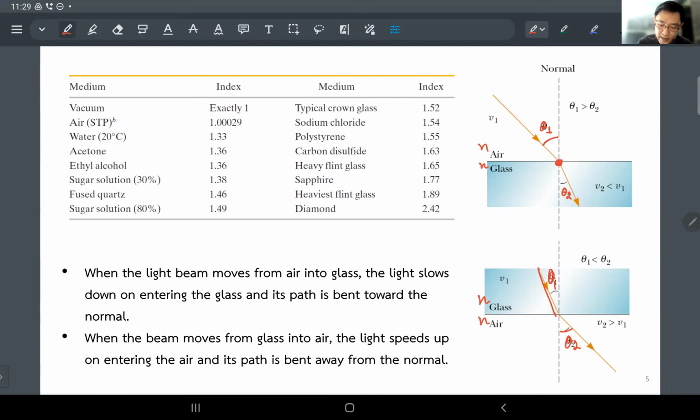Coming from air to glass, so you're going from small n to bigger n. So you're going to a bigger value of n. The theta will get smaller. With me, guys?